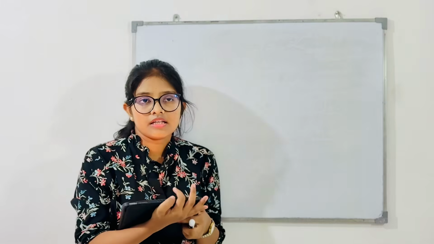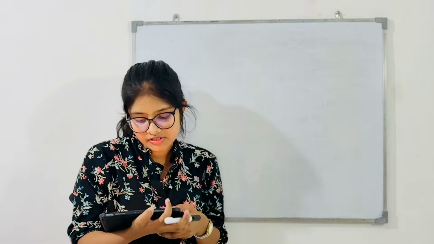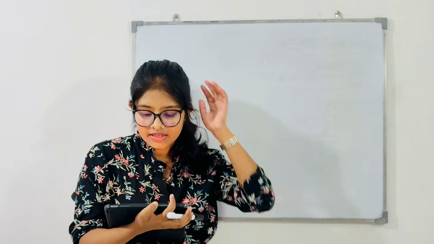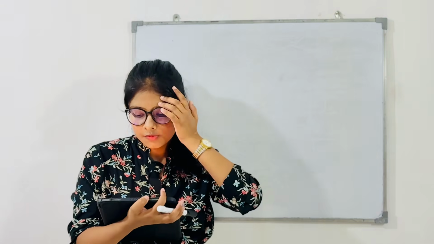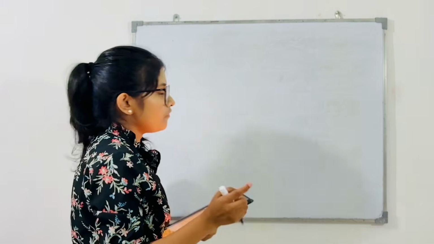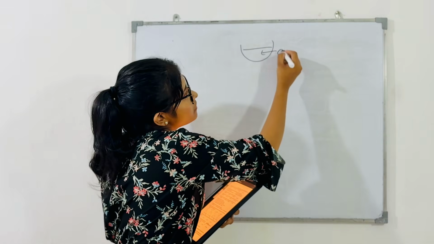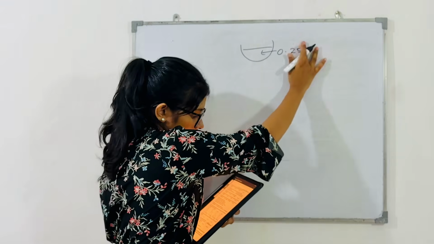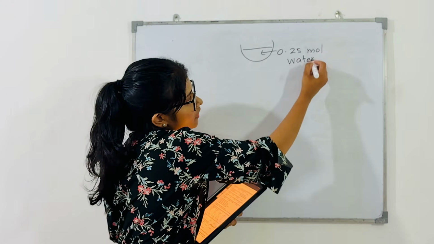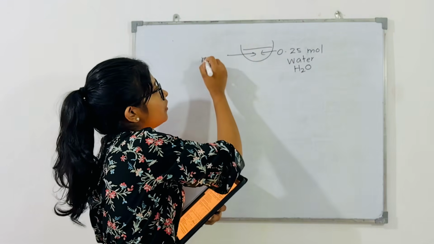We need to discuss the MCQ questions from the 11th question to the 20th question. The 11th question is somewhat easy. What is the required mass of water to obtain 0.25 moles of water? For these type of questions, you need to draw a chart first. They have given you 0.25 moles of water for the H2O. They are asking what is the mass of this sample.